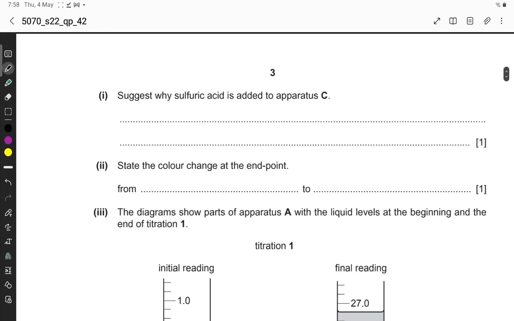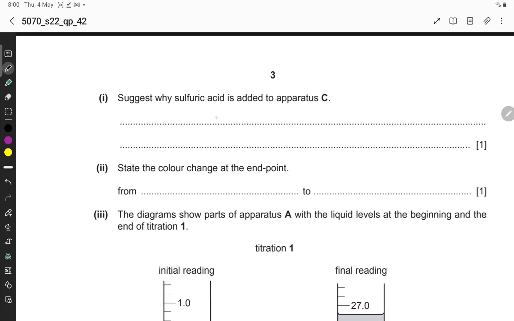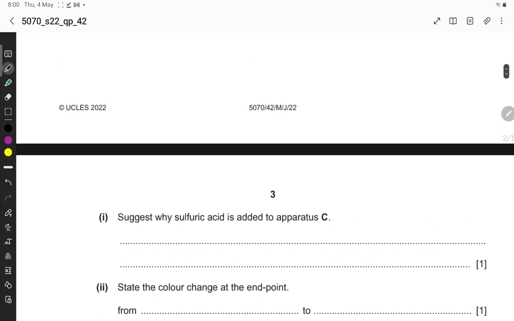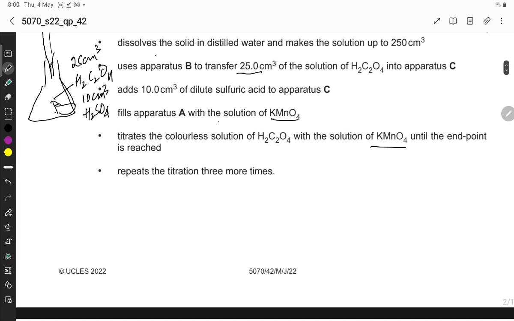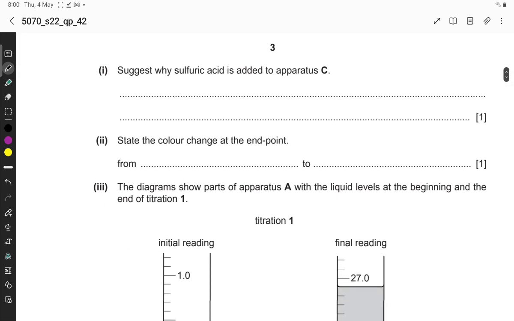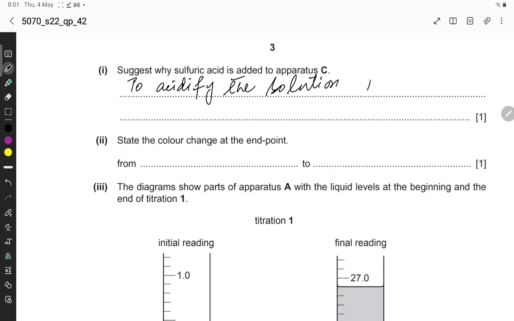Suggest why sulfuric acid is added to apparatus C. Why is sulfuric acid added to apparatus C? To acidify the solution, or we can write down to provide hydrogen ion.